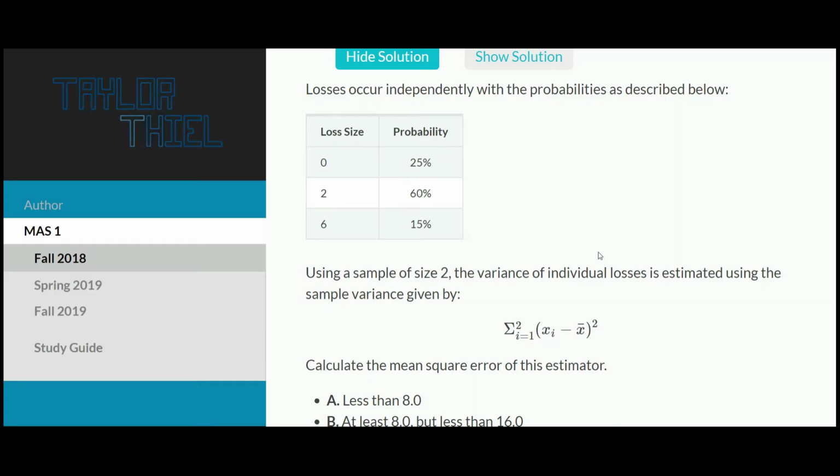Losses occur independently with the probabilities as described below: 0, 25%; 2, 60%; 6, 15%. Using a sample size of 2, the variance of individual losses is estimated using the sample variance given by the sum of (x sub i minus x bar) squared. Calculate the mean squared error of this estimator.